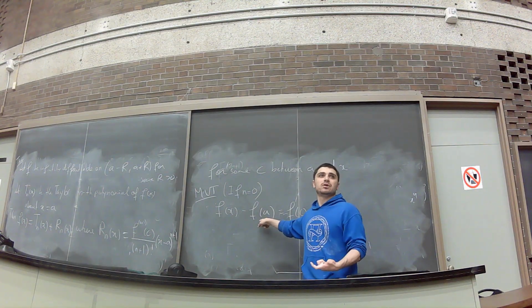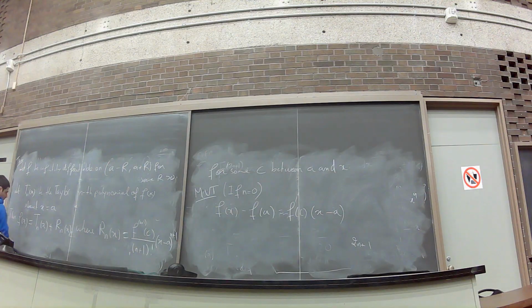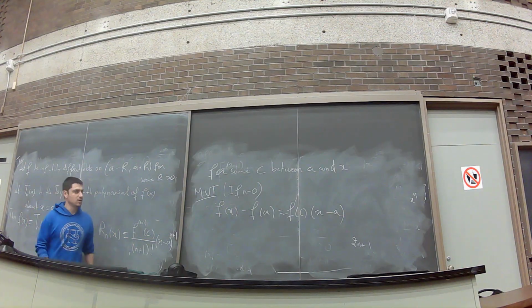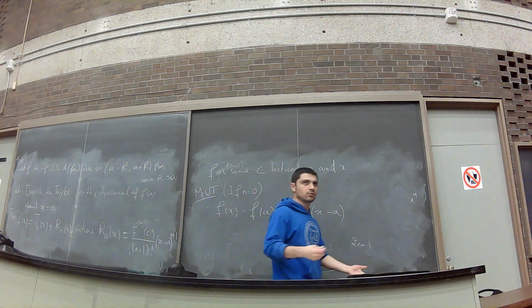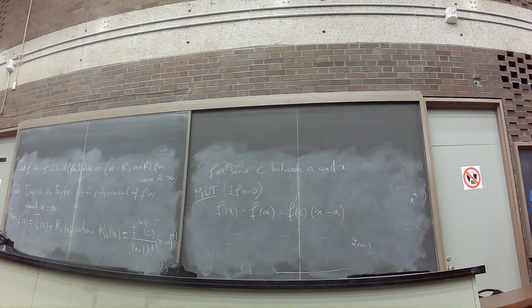Instead of working with the Taylor 0 polynomial, which is f of a, I work with the Taylor n polynomial, and I have an n plus 1 factor. The proof is by induction. You have seen that or you have not seen that, I don't know. Both are possible. But this is it.